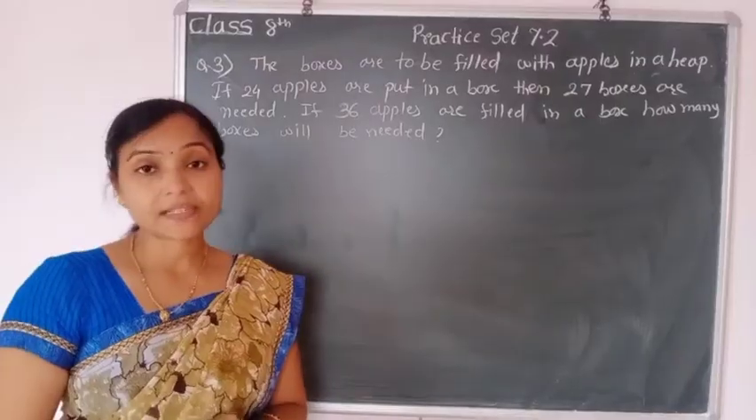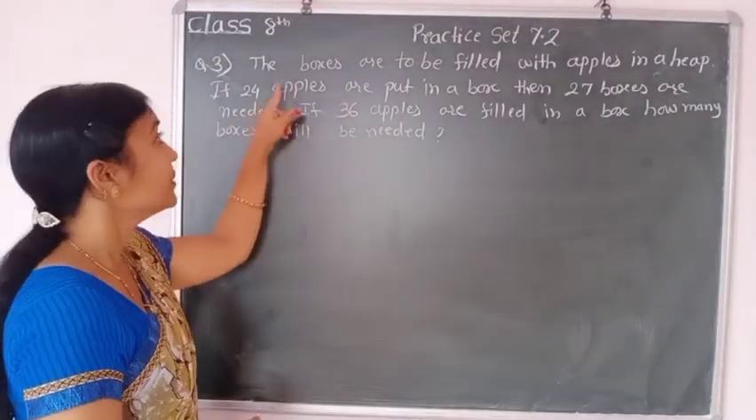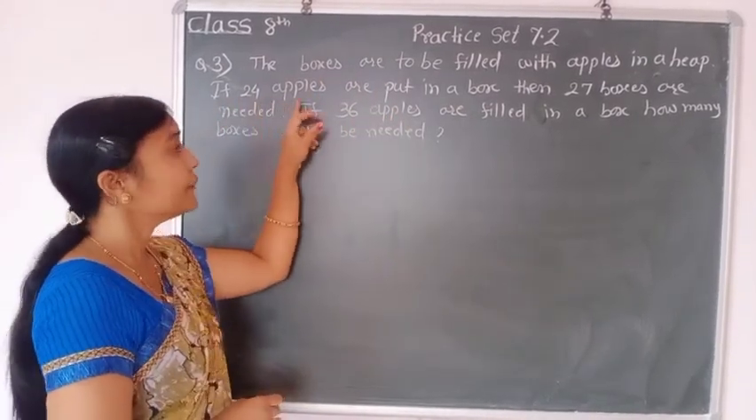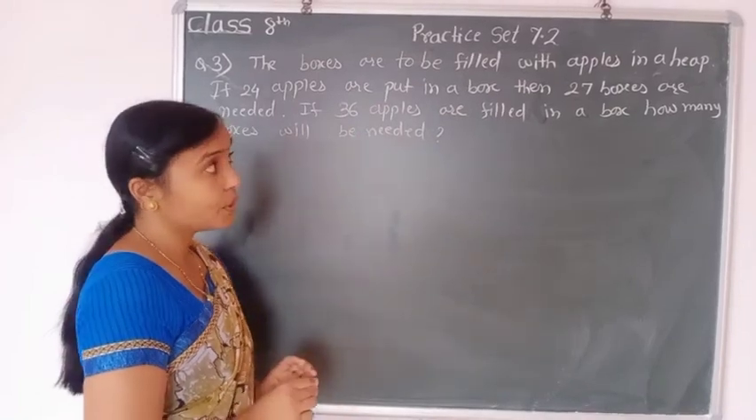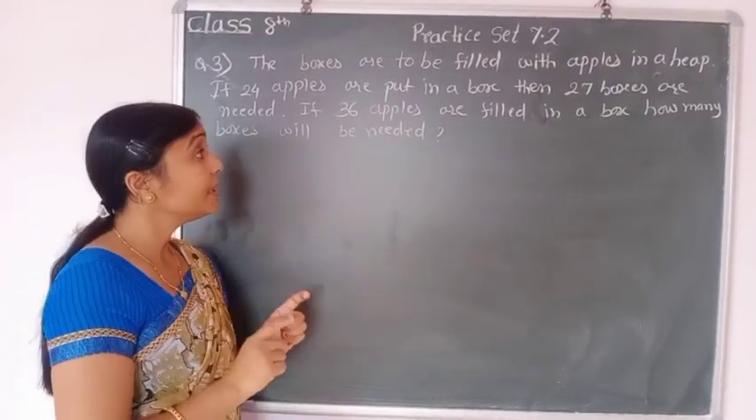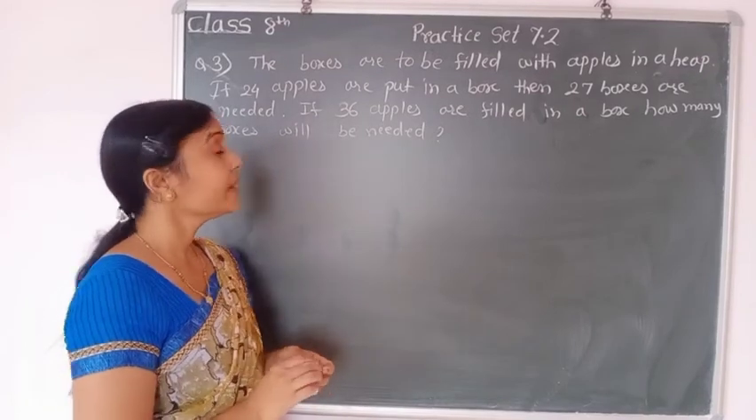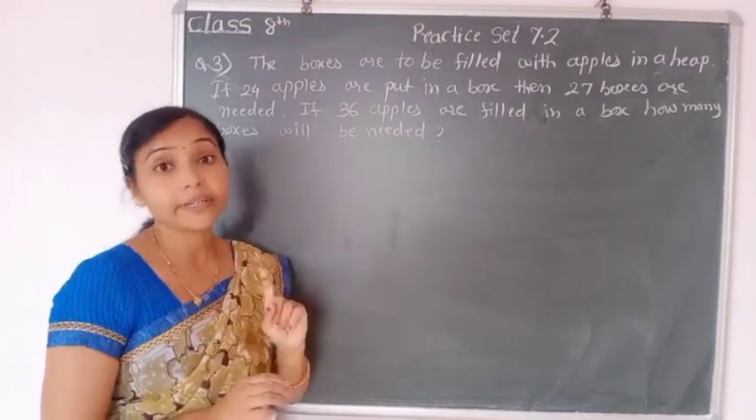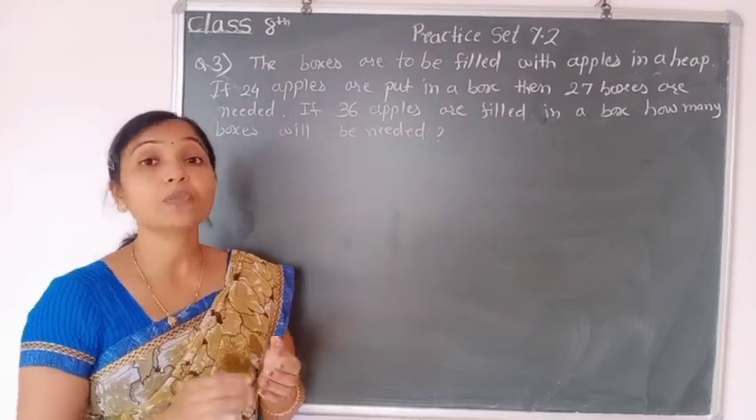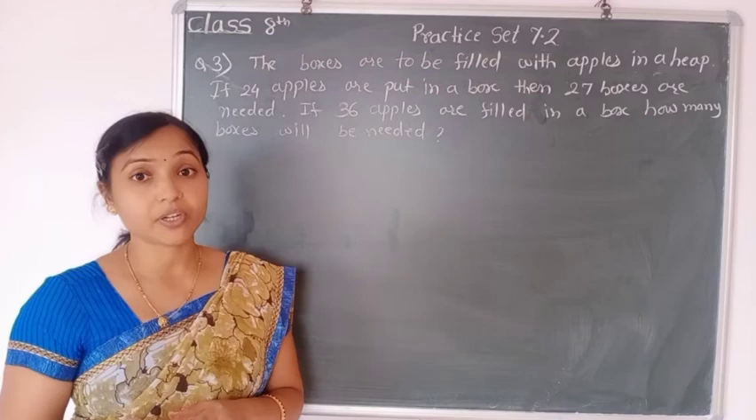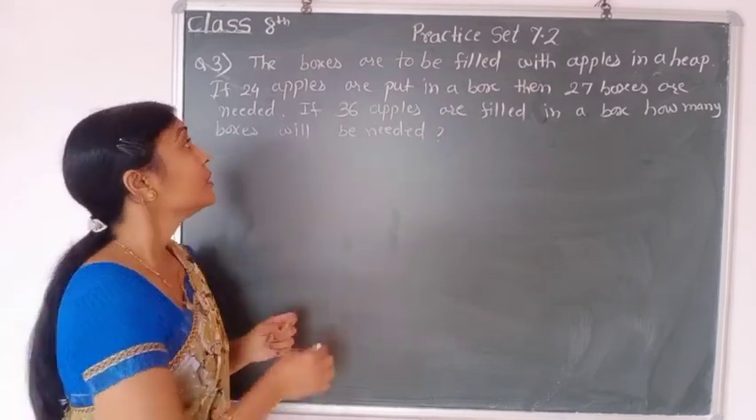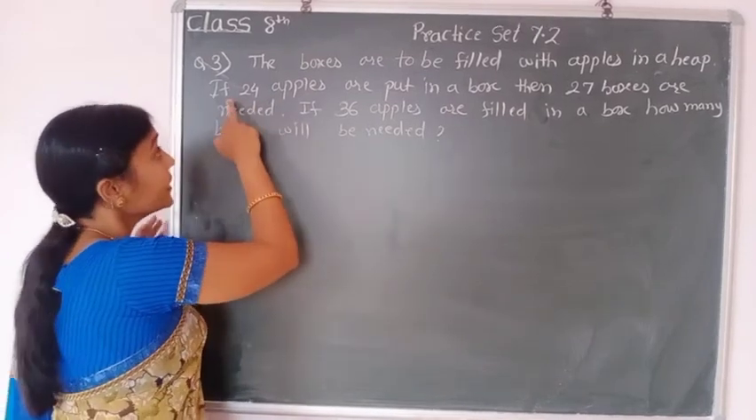Understand? Now we start example number 3. The boxes are to be filled with apples in a heap. If 24 apples are put in a box, then 27 boxes are needed. If 36 apples are filled in a box, then how many boxes will be needed? This is the example. First we find out whether this is an example of direct variation or inverse variation. It is very important to solve this example correctly. So first we understand this condition.